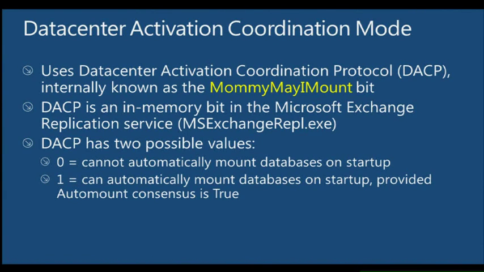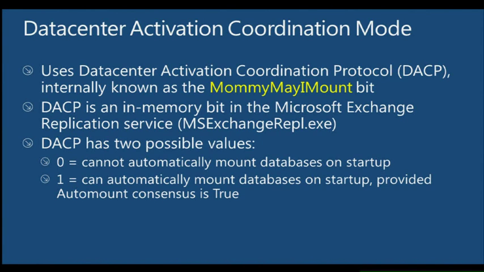I wasn't going to go in and change the code. Everything's fine. But the documentation will always say DAC-P and DAC mode. So that's the little history for it, so you know the two values. It's in the replication service. As that service is stopped and restarted, the value resets back to 0. And then it's got to go back to 1 in order to be able to mount databases, assuming auto consensus is true.